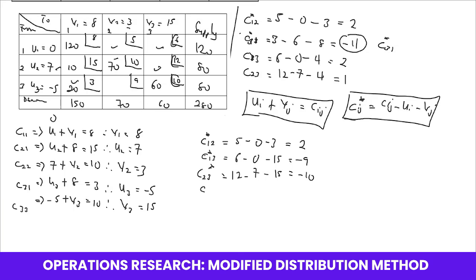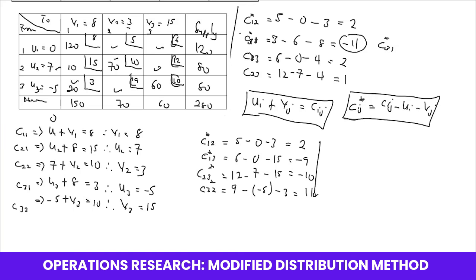And then our next unallocated cell is C32. The formula is the Cij value minus U minus V. The Cij value here is 9. 9 minus the U value, that's minus 5, minus the V value, that's 3. So 9 minus minus 5 minus 3. The minus 5 is going to be positive, so 9 plus 5, that's 14. 14 minus 3, that's 11. So these are our net changes.